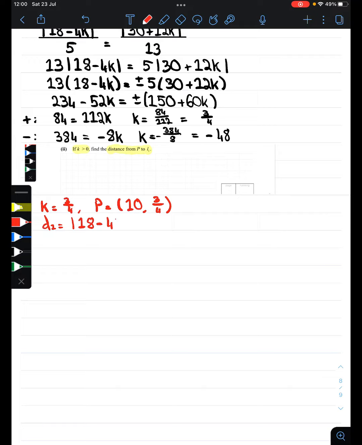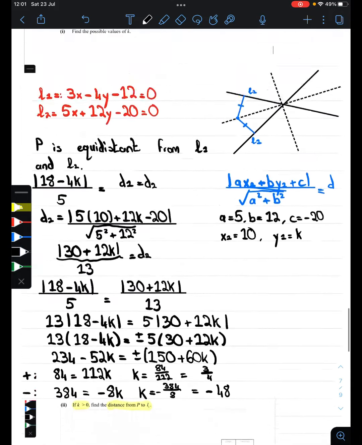So our formula for the distance, D1, is 18 minus 4k over 5. I should have written that in blue. It's my formula color. All right, so if we plug this in, we get 18 minus 4 by 3/4, which is just 3, over 5. So we're just going to get 15 over 5, which is 3. And it's as simple as that. Very nice end to the question.